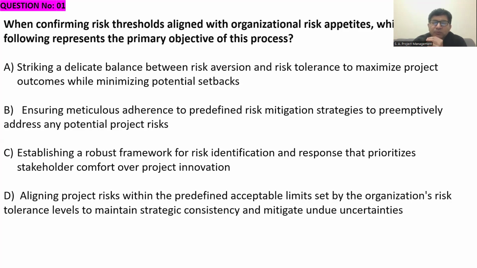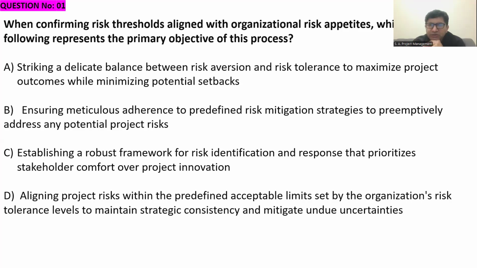And what about B? Usman, what do you think about B? What is the right answer? And also, even I'm more aligned towards option D, sir. Why is B not a good option? B says ensuring meticulous adherence to predefined risk mitigation strategies to preemptively address any potential project risk. But to me, it doesn't feel like it's a project risk threshold, because it's about meticulous adherence to predefined risk mitigation strategies. Yes, this is about the mitigation strategies rather than showing any alignment of threshold with the organization. Yes, sir.